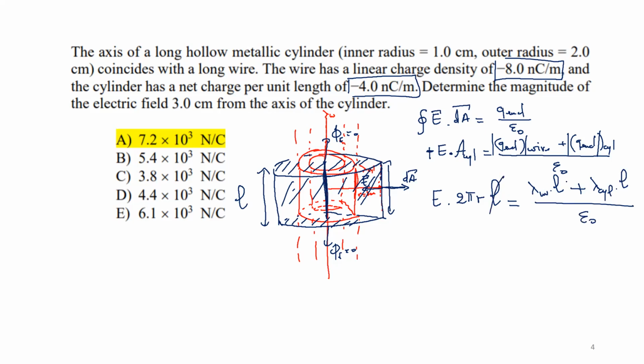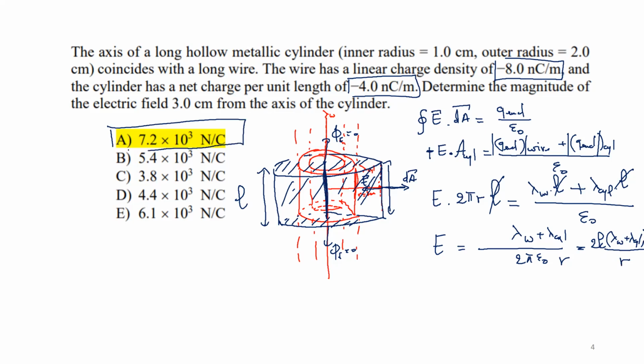And you see my L goes away. And I have E, which is just lambda wire plus lambda cylinder divided by 2 pi epsilon naught divided by R, of course, which is just 2k times lambda wire plus lambda cylinder divided by R. And this gives you the same answer.